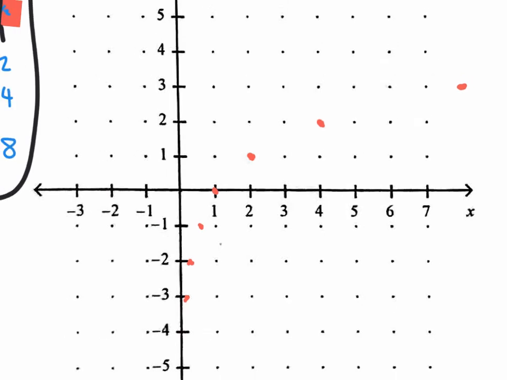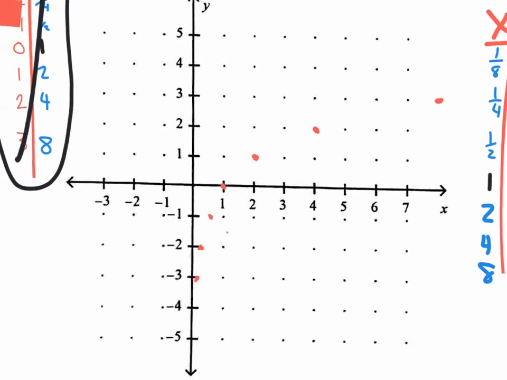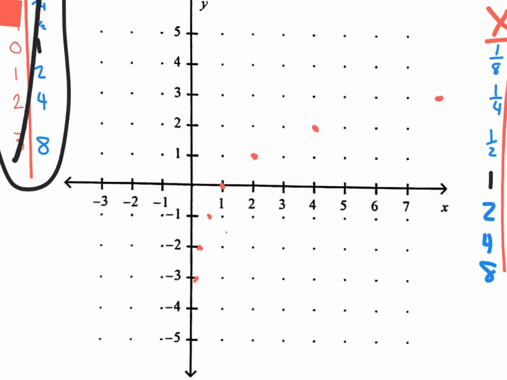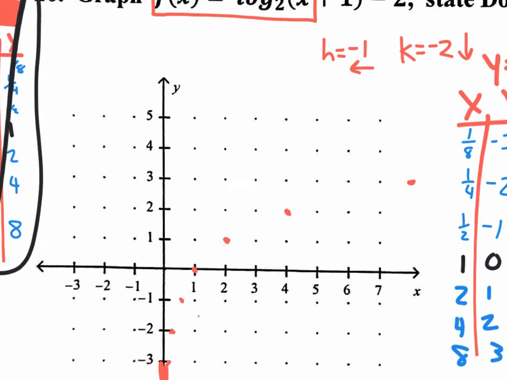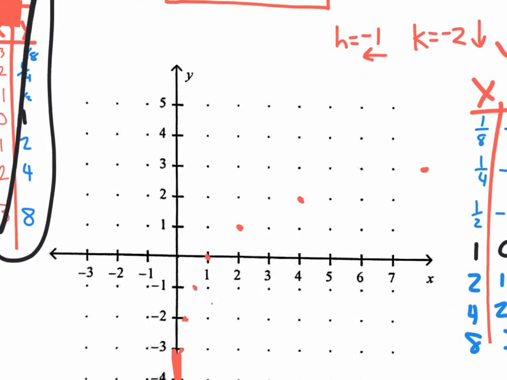So as we could see, it infinitely approaches the y-axis. So you could draw your asymptote like it's actually touching, even though you know it never really touches, it just infinitely approaches. Now, these coordinates are not the final coordinates. I still need to shift them according to h and k. So my h is 1 unit to the left, and my k is 2 units down.